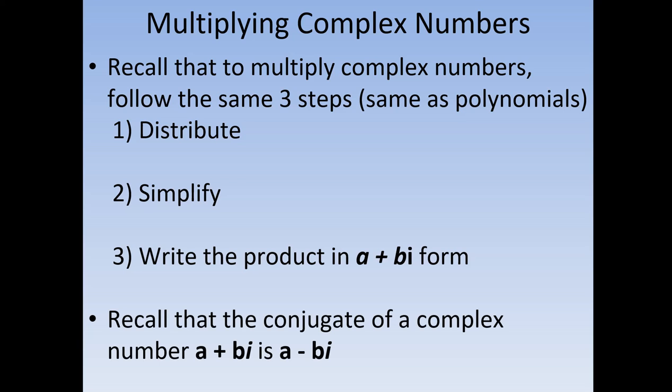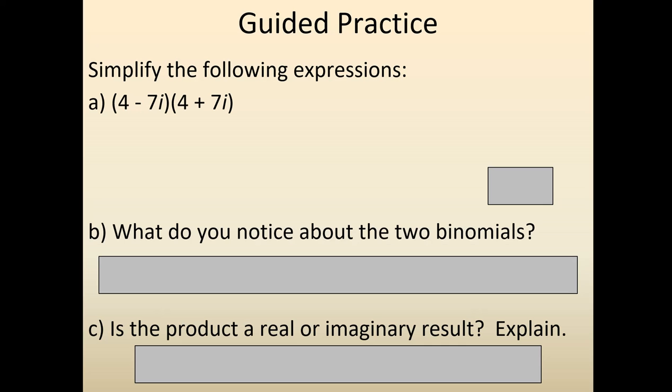And then remember that the term conjugate refers to a complex number that's written in the form of a plus bi, and the conjugate would be a minus bi. All right, so here's the first question. Pause the video, work it yourself, and we'll go over it in a second.